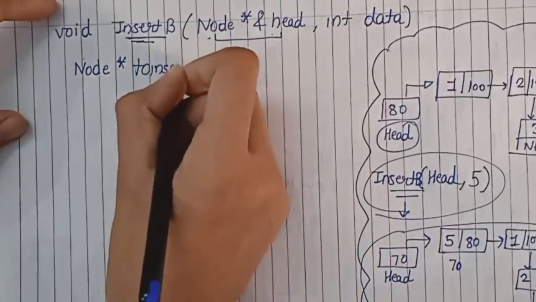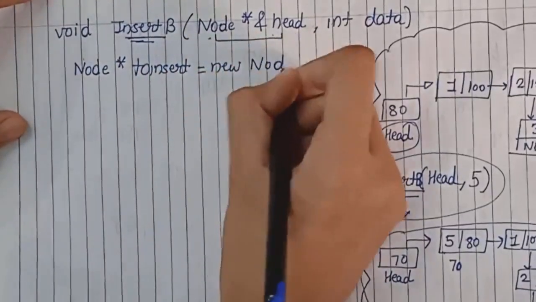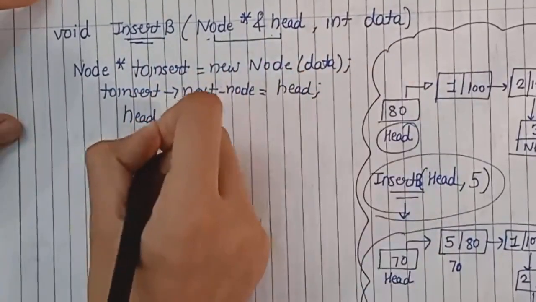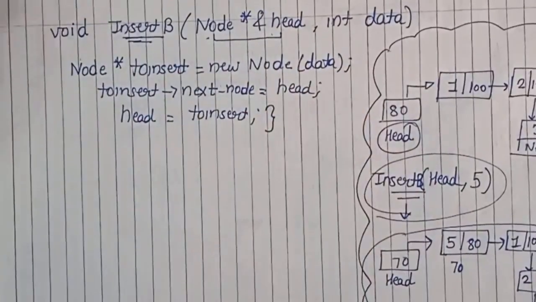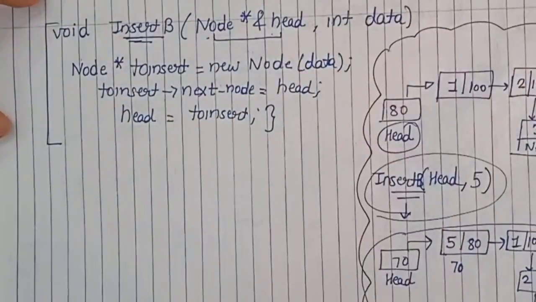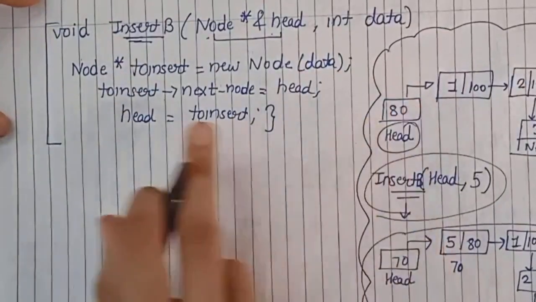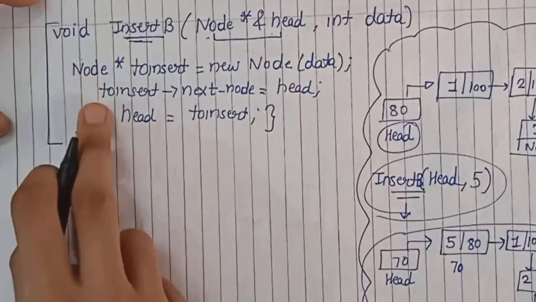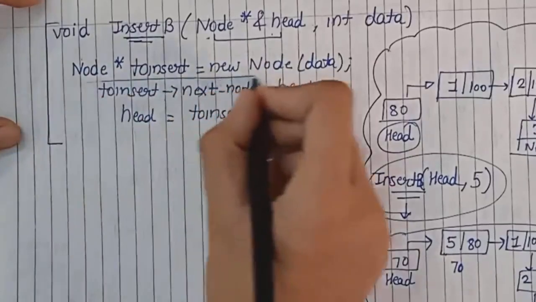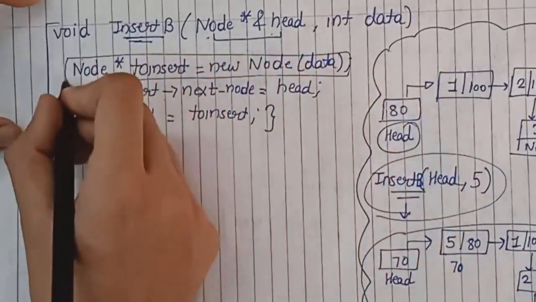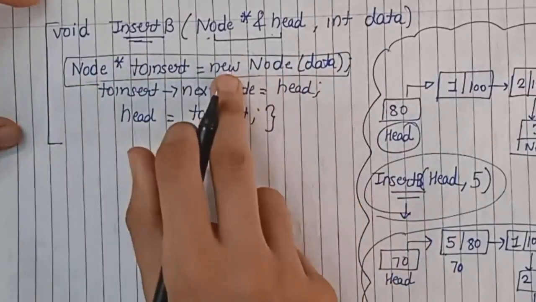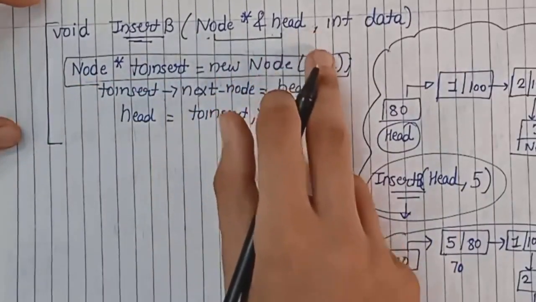So this is the code to insert any particular node at the beginning of the linked list. Now let us see how each code line is working here. If you have watched my previous session, then you can easily understand that this code line is creating the node with the given data.